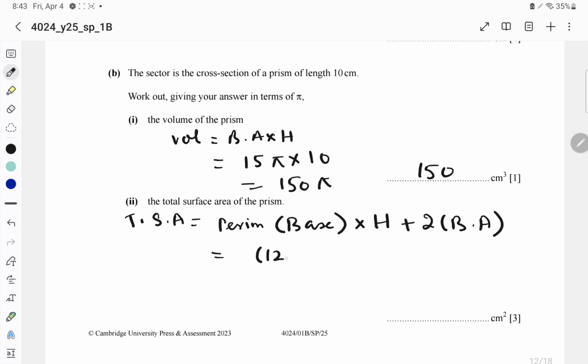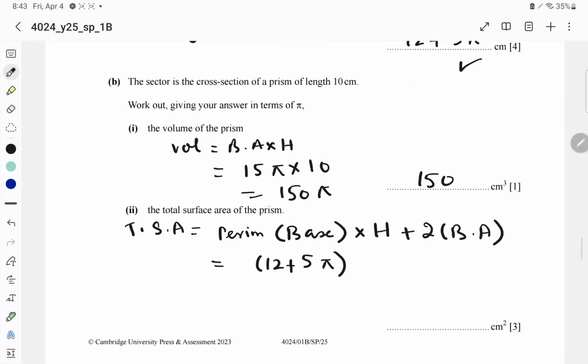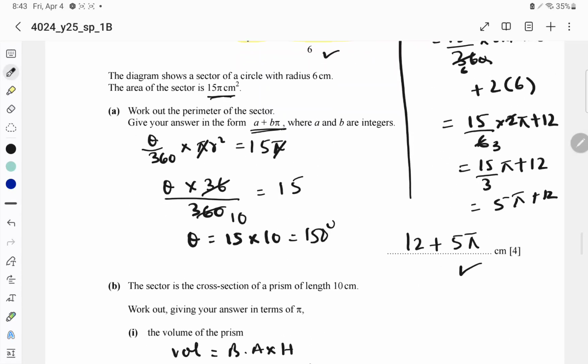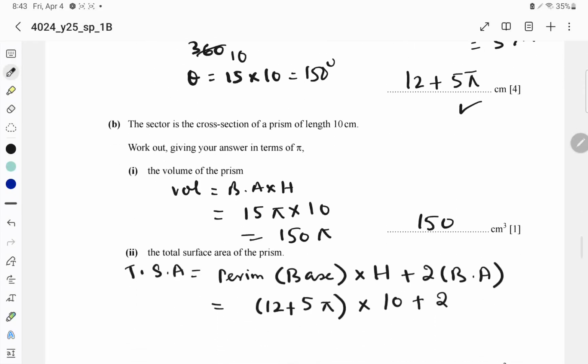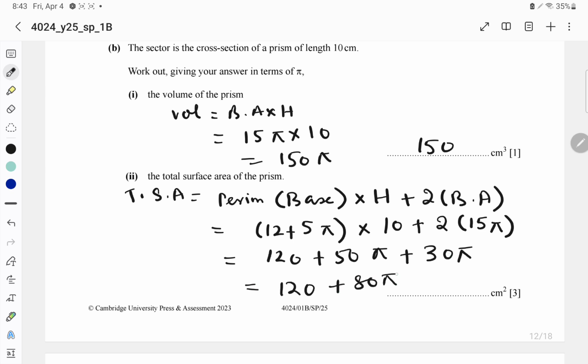Perimeter of the base is 12 plus 5 pi, which we have already found, and the height of the prism is 10, plus 2 times the base area. The base area was 15 pi. So 10 times 12 is 120, plus 50 pi, plus 2 times 15 is 30 pi. Add together 50 and 30, which is 80. So that is the answer: 120 plus 80 pi.